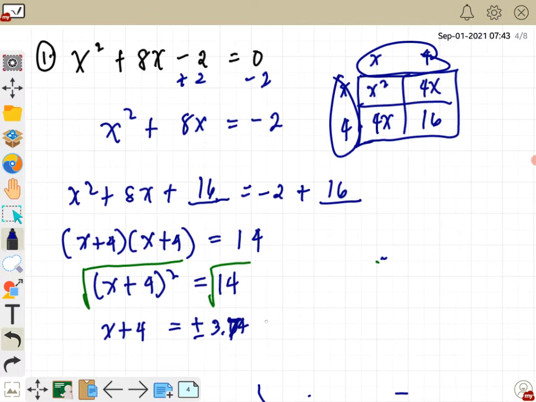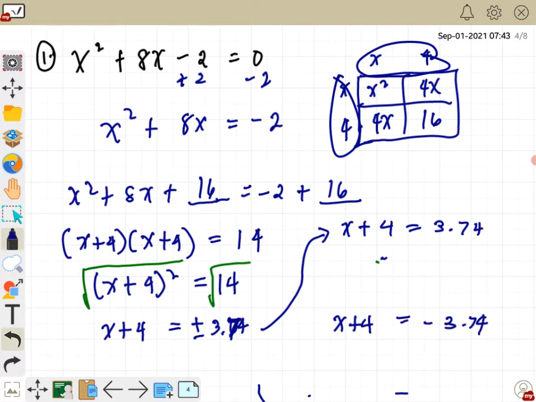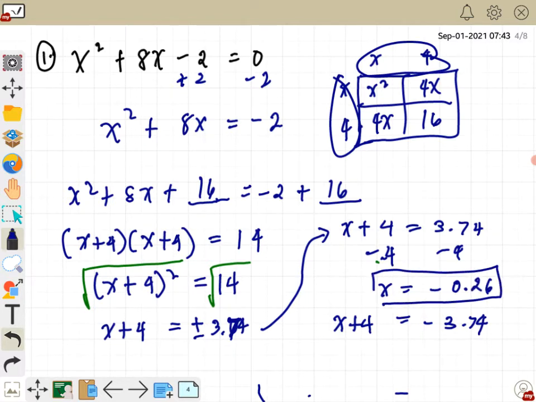Okay, so now this is the time that we solve for our value of x. One will be x plus 4 equals the positive square root, and the other one is x plus 4 equals the negative square root. Solving for x, we have minus 4 and minus 4, so we have x equals negative 0.26. This is our first solution.